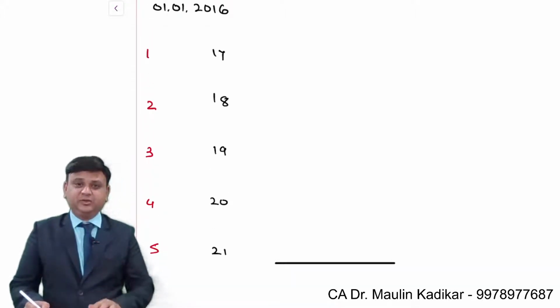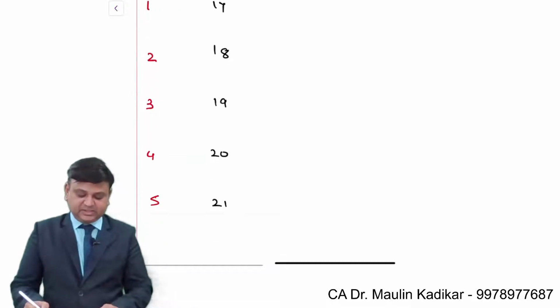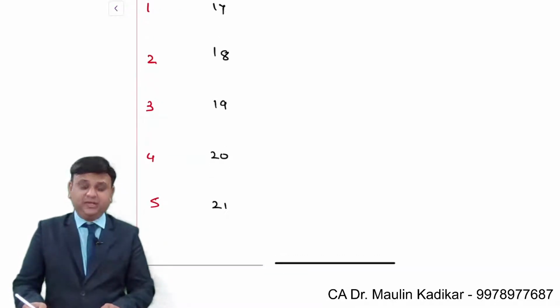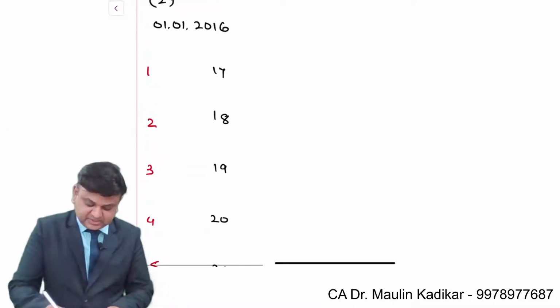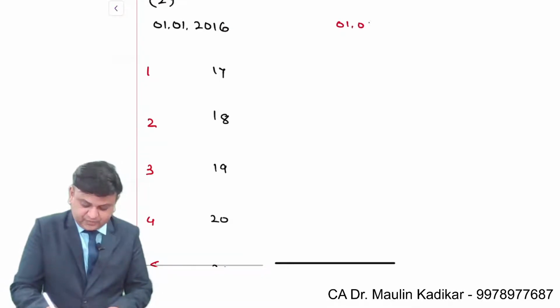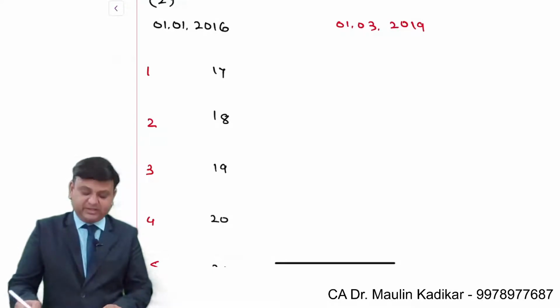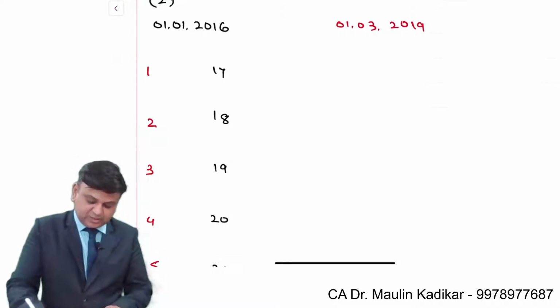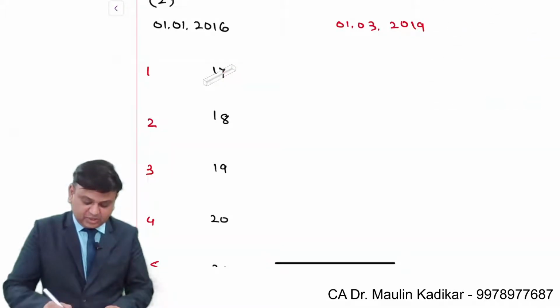Further, it has been given to us like this, that say you are purchasing the security in between. On which date are you purchasing the security? 1st of March 2019. It means, friends, that these are the two dates. These are the 2 years which have already expired.